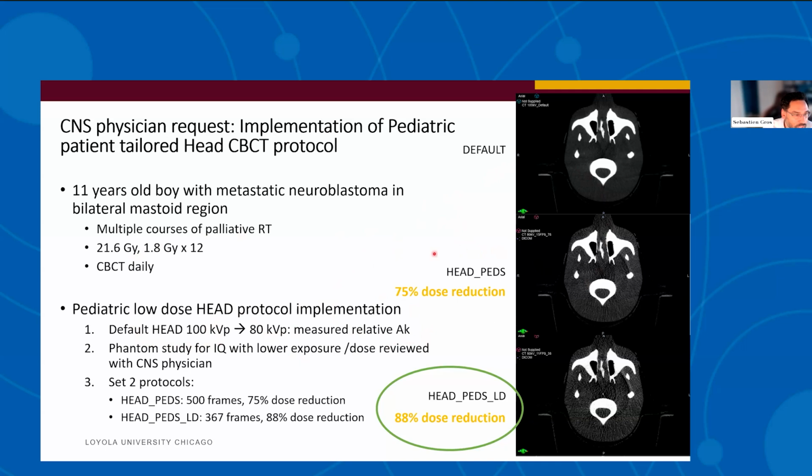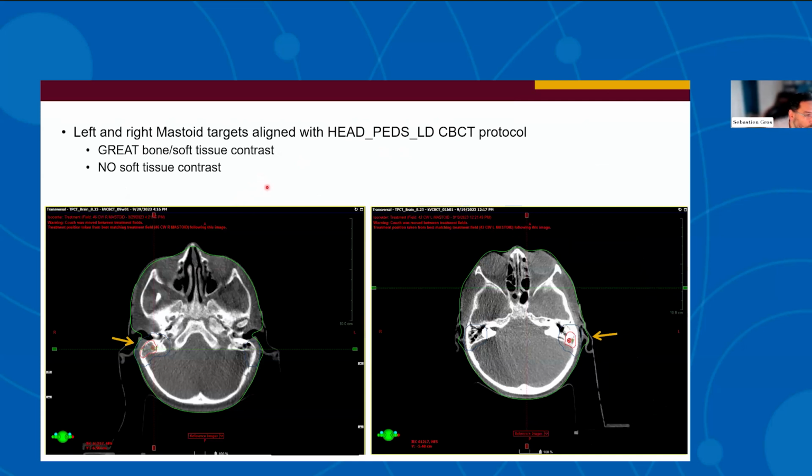One, which had 75% dose reductions, keeping 500 frames, just reducing the single frame exposure. And another one where I reduced the number of frames, just allowing some artifacts. And to my surprise, she picked this one, which was about 88% dose reduction, because she was only interested in the contrast between bones and soft tissue. So here's the example from that patient that had two bilateral mastoid targets. You can see the tumor really nicely within the bone, but we had no soft tissue contrast. But for that patient, that was appropriate.